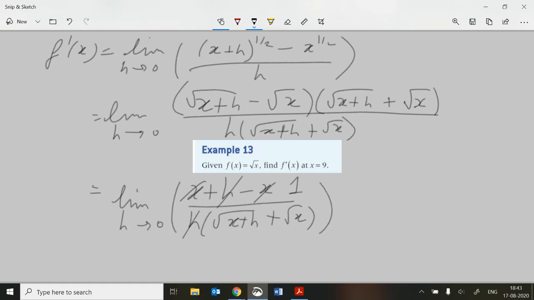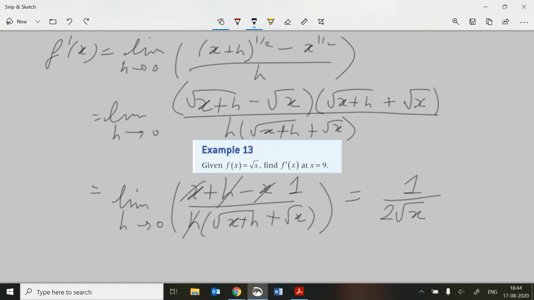And so now we've got 1 over this thing here. Okay, now if we've got 1 over that thing there, as h tends to 0, this is going to tend to 0 here. We're going to have 1 over 2 lots of the square root of x. Okay, so that's going to be our derivative for this one here.